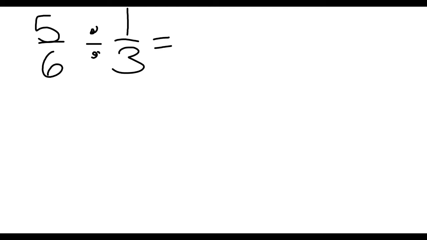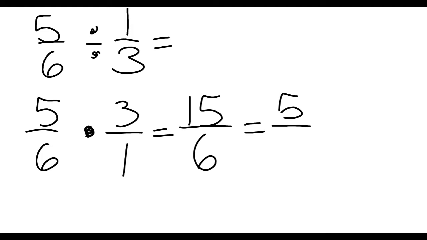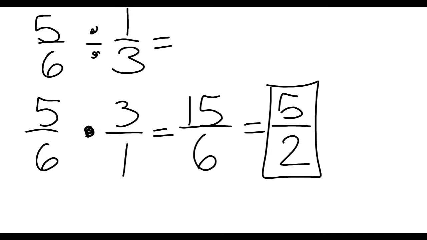So what you do is you keep the first number as it is. You change from division to multiplication, and we flip the second number. We invert it. All right. So this becomes 3/1. And then I'm doing 5 times 3 is 15, and 6 times 1 is 6. Both of those can be divided by 3. So 15 divided by 3 is 5, and 6 divided by 3 is 2. So our final answer would be 5/2.